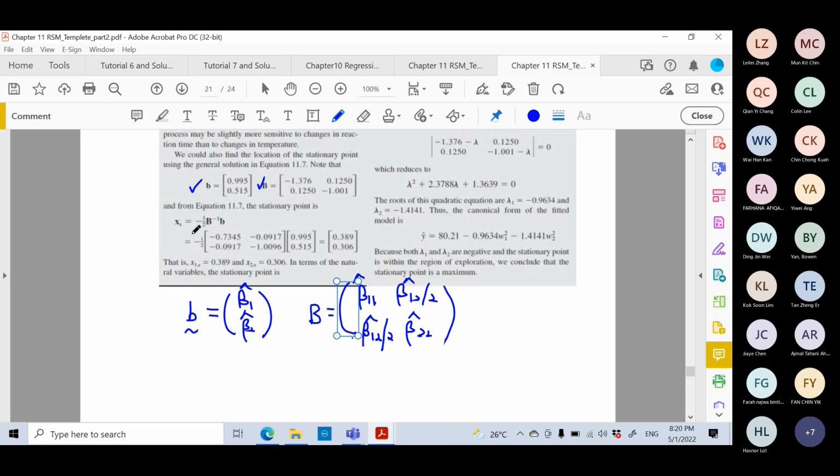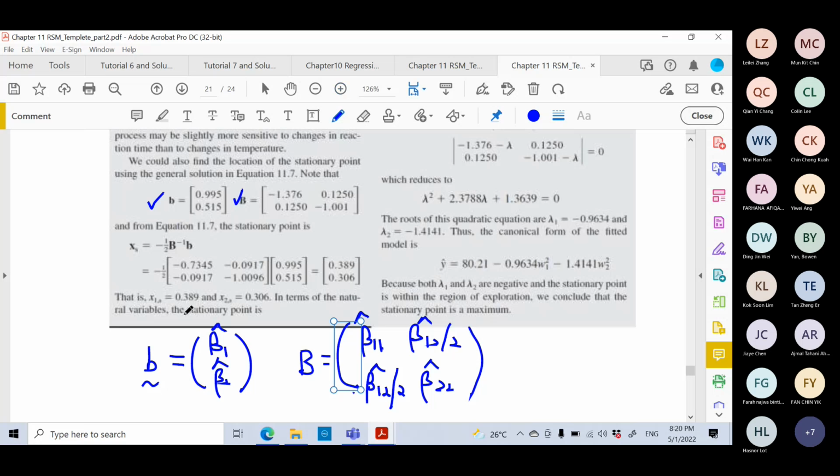So just now I have shown you the formula to get the optimal solution: the stationary point will equal to minus half multiplied by capital B inverse b. Then you multiply, and this one is the stationary point. But bear in mind that this refers to the coded variable. You code the variable, so 0.389 and 0.306 are not the real variable. It's a coded variable.